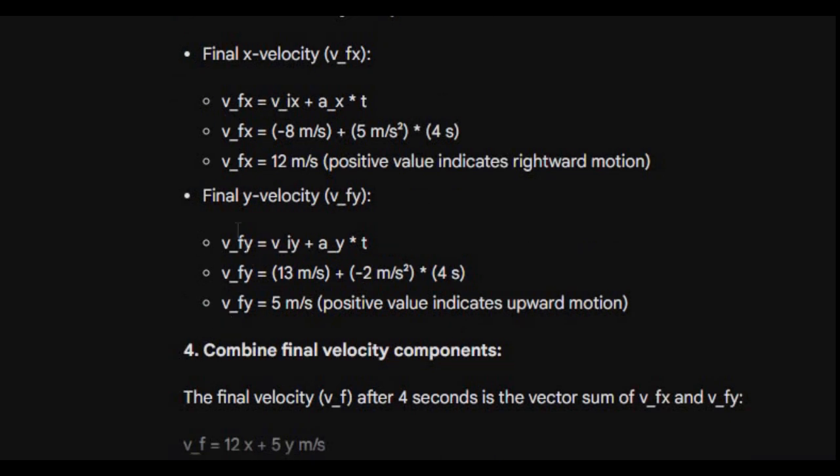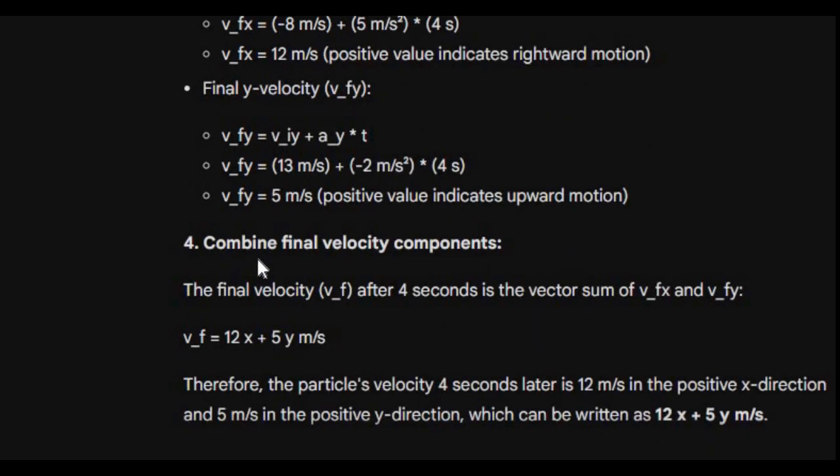Final y velocity, v_fy equals v_iy plus a_y t. v_fy equals 13 meters per second plus minus 2 meters per square second times 4 s. v_fy equals 5 meters per second, a positive value indicating upward motion.